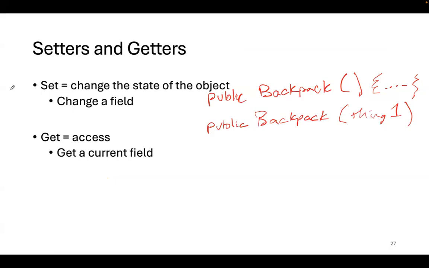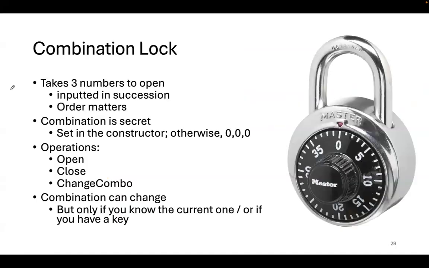All right, so we've got setters and getters. Setters are something to change the state of an object, which is typically to change a field. We've got getters, which are to access or get a current field. So something about the state of the object. And then we've got combination lock.